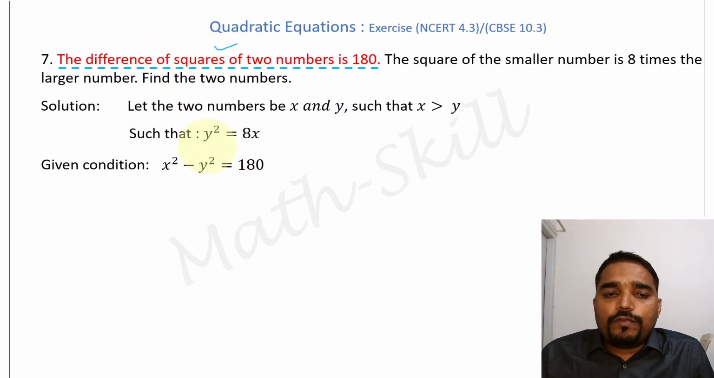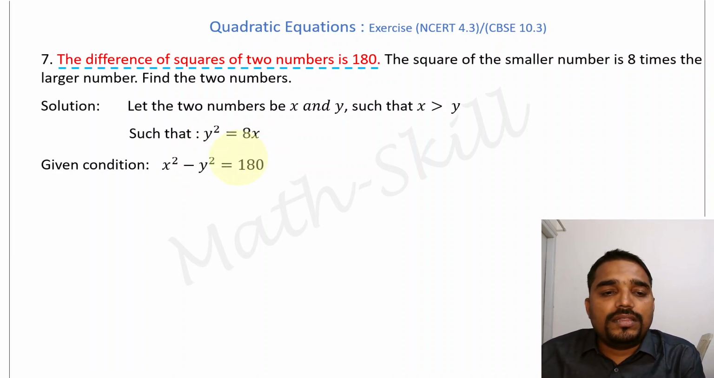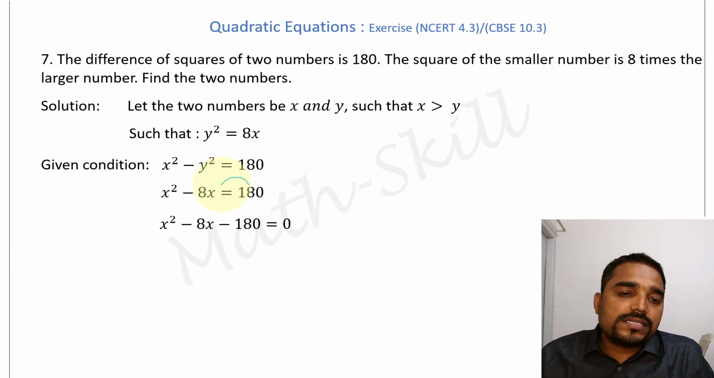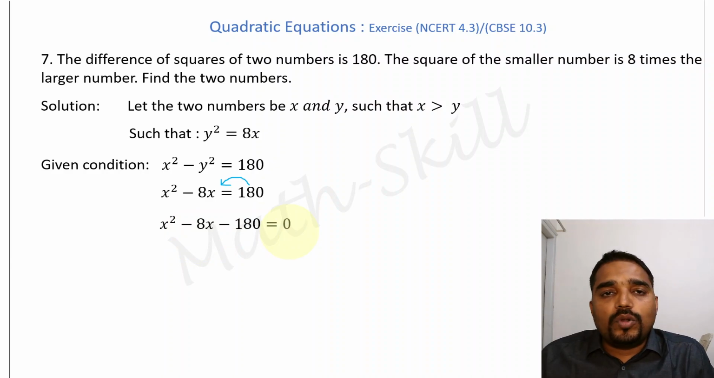But we already have found out that y square is equal to 8x. Now let us substitute this condition in the equation. Instead of y square, I have substituted 8x, that is, x square minus y square is equal to 180 has now been simplified as x square minus 8x is equal to 180. Now let us transpose 180 from RHS towards LHS. Upon transposing, it would be minus 180, that is, x square minus 8x minus 180 is equal to 0.